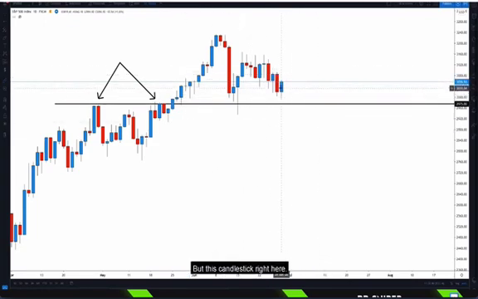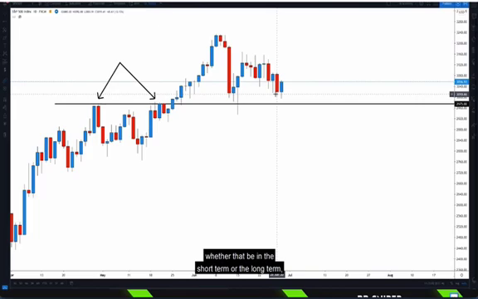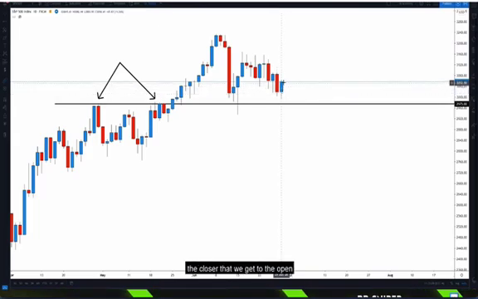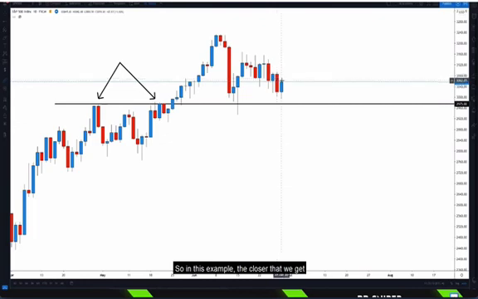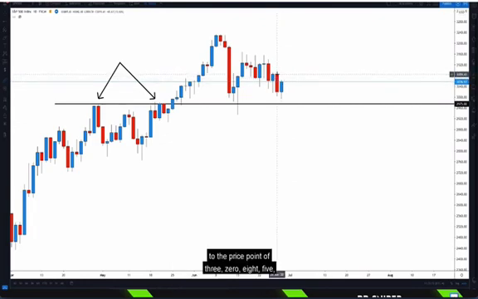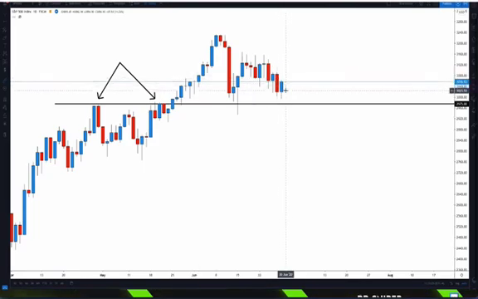But this candlestick right here, when we are reading structure, one thing to understand is that when we take a look at the open, high, low, and closing prices of each candlestick as they form, and we are speculating on what is going to be happening, whether that be in the short term or the long term, the closer that we get to the open of whatever candlestick that we are referencing, so in this example, the closer that we get to the price point of 3085, the lower the probabilities are that this particular idea is going to be working out at this time.